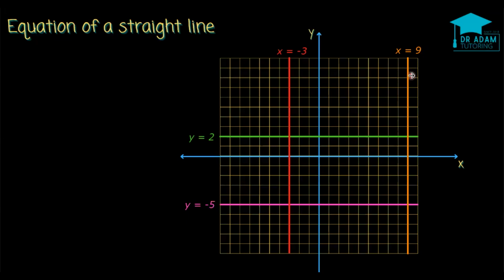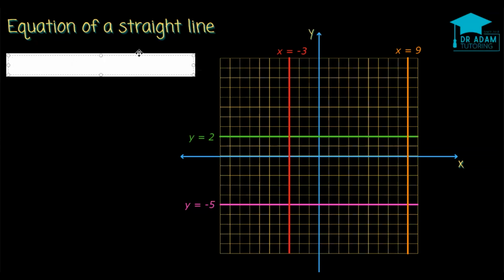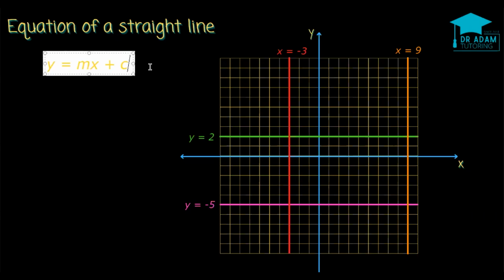So now we're going to take a look at lines which are not necessarily horizontal or vertical. Here we're going to introduce the general equation of a straight line. You may or may not have come across this. If you have, you'll know that we can write y equals mx plus c, where m and c can just be some arbitrary constants. Now let's start by comparing the equations of the lines that we've already drawn to the general equation.